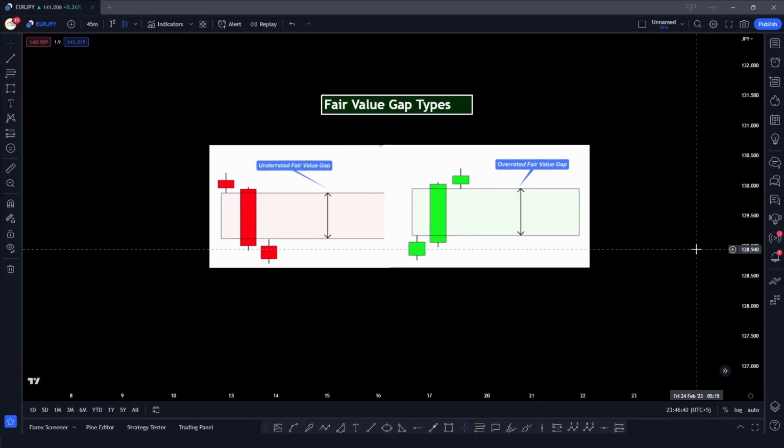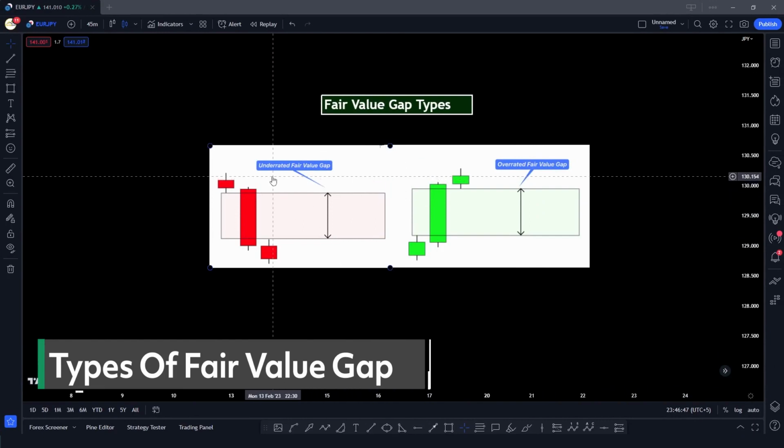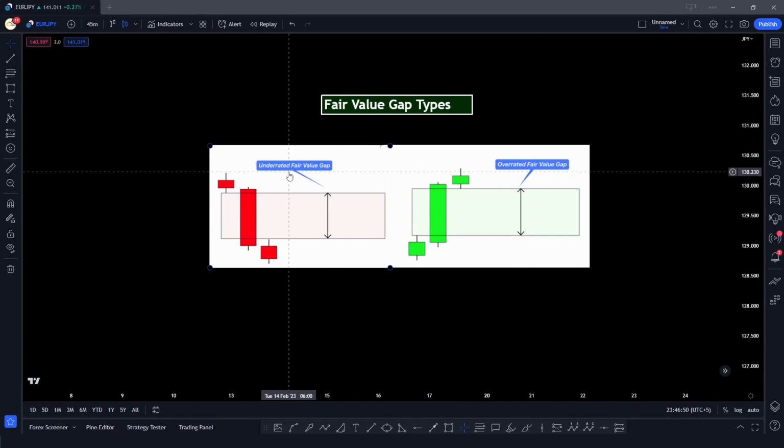Now that you know what a fair value gap is and how you can detect it on the chart, let's talk about its types. It has two types, in which the first type is the underrated fair value gap, in which the current price of the market is below what it should be. In that case there should be a very big impulsive bearish candle, and the candles before and after that impulsive candle should not cover its body. So we can draw the fair value gap zone at the low of this previous candle and at the high of this next candle. So this zone here would be our underrated fair value gap zone.